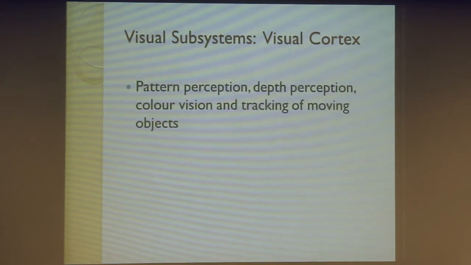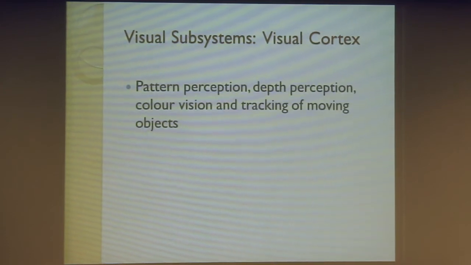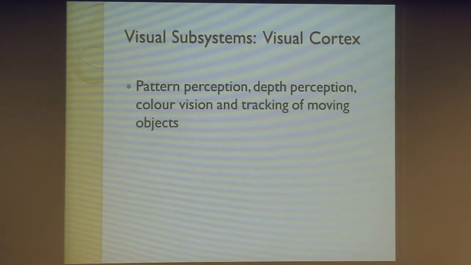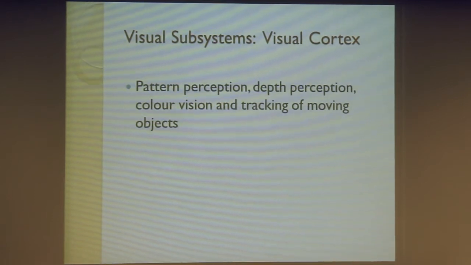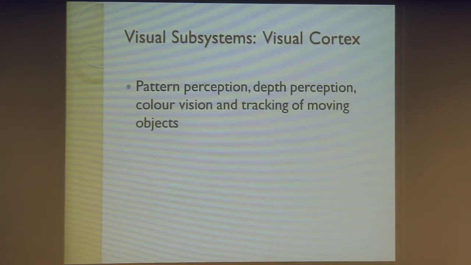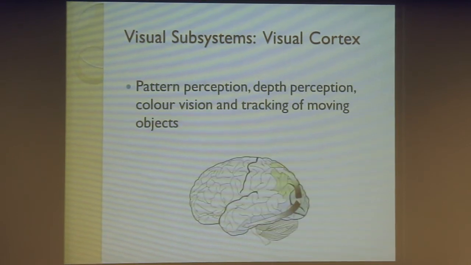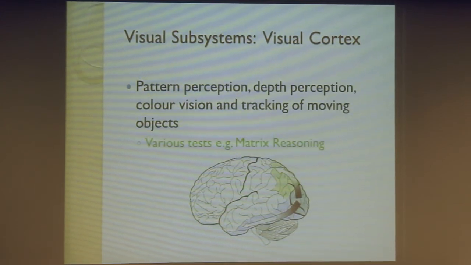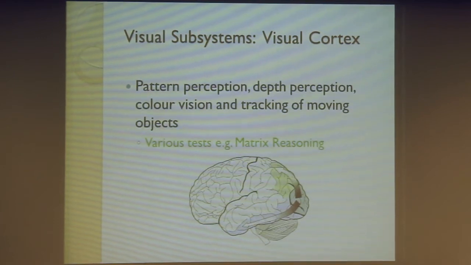Now, you get visual subsystems. So you've got your main visual system. I've talked about a different little pathway, but you get other different visual subsystems that you need to know about. The main one is the visual cortex, which is pattern perception, depth perception, color vision, and tracking of moving objects. As you know, there's the cortex, as you know it. And you get various tests to test it, like matrix reasoning.